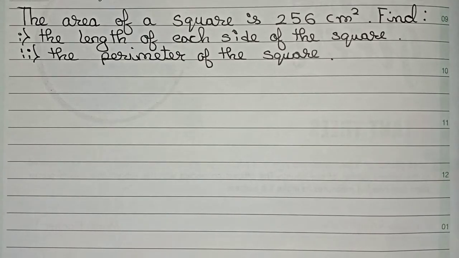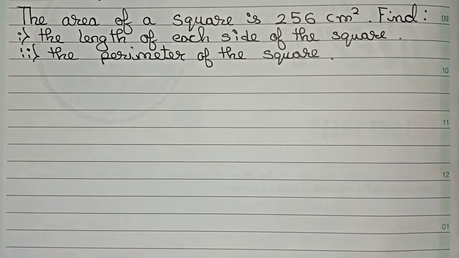So our first question will be: the area of a square is 256 centimeter square. Find the length of each side of the square and the perimeter of the square. So this is our first question, so let's solve this.